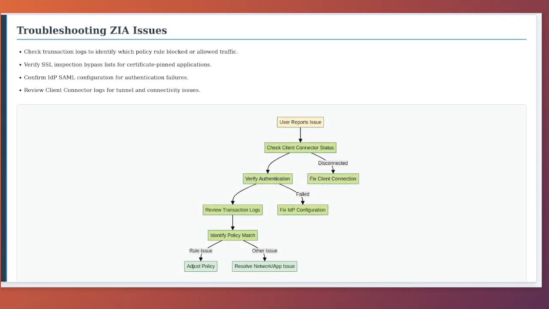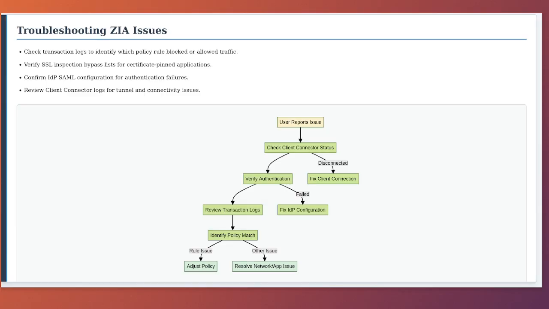Troubleshooting ZIA issues. Effective troubleshooting is a critical skill for any engineer managing Zscaler deployments. ZIA issues typically manifest as blocked access, slow performance, or authentication problems. A systematic approach helps identify root causes quickly.